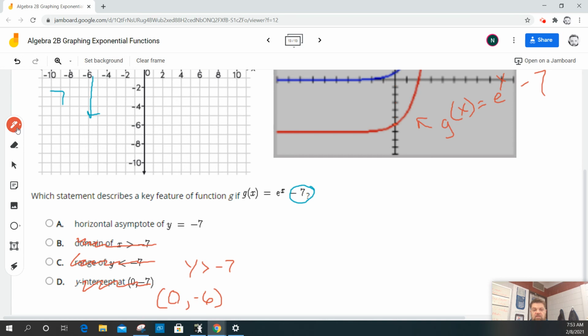Does it have a horizontal asymptote at negative 7? Well, this is negative 7, and the answer is yes. It will never cross this line. It'll get close, but it'll never cross that line. So the correct answer is A. That's it.